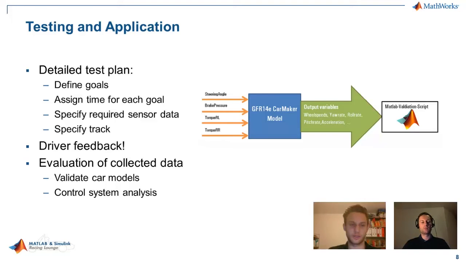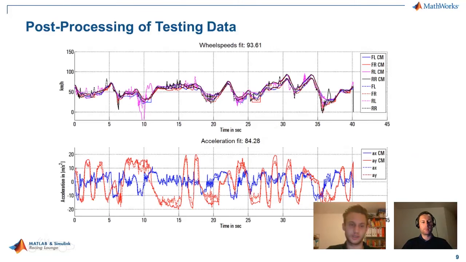Okay, got that. The other part is to validate the car model. For that, we use the input variables like steering angle, brake pressure, and the torque commands on the rear axle for the car model, and we perform an open loop validation. And out of this simulation, we get variables like wheel speed, yaw rate, etc. And we finally evaluate it with a MATLAB script.